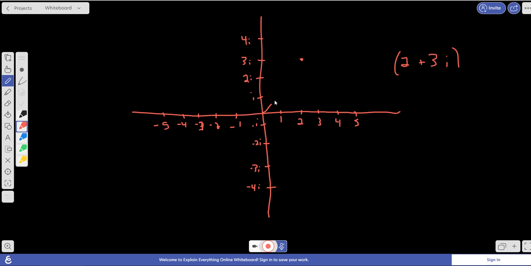Sometimes you might represent it more like a vector, where you're plotting the distance from the origin here. But for now, let's just think of this as a point.